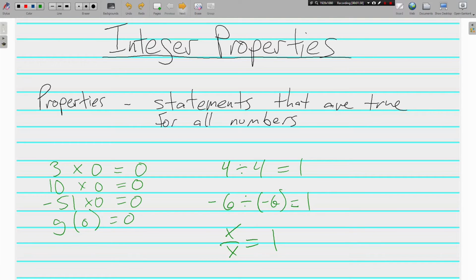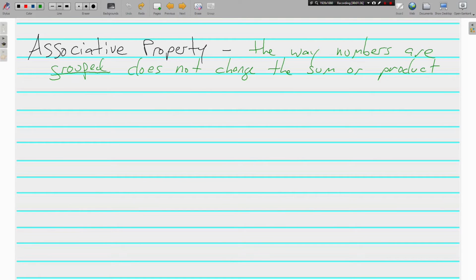And the first one we're going to talk about is the associative property. The associative property says that the way numbers are grouped will not change the sum or product. Sum being the answer to an addition problem, product being the answer to a multiplication problem. Here are a couple examples of that. Let's say I have 2 plus, and then in parentheses, 4 plus 6. Order of operations, we'd do what's in parentheses first. We'd have 2 plus 10, and then 2 plus 10 is 12.